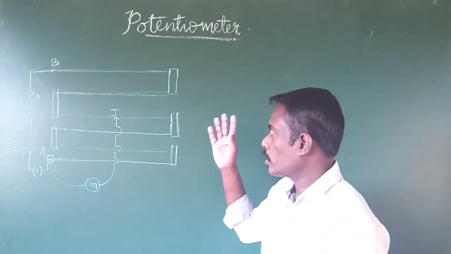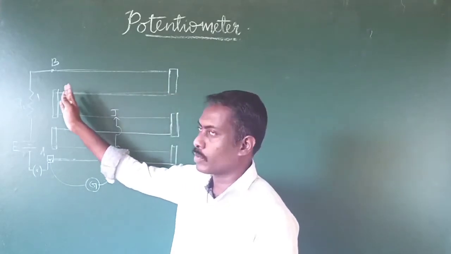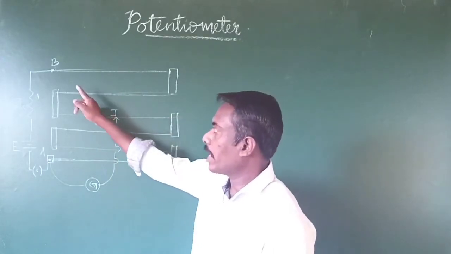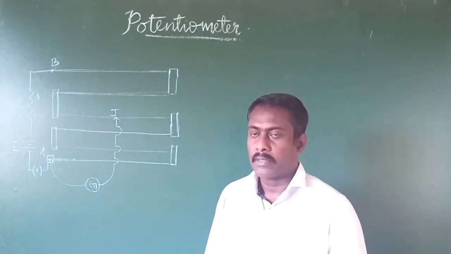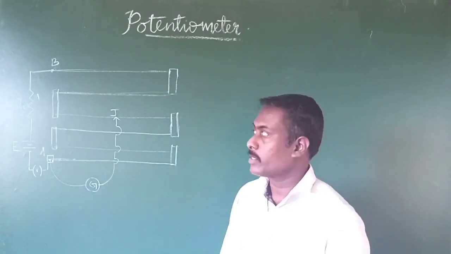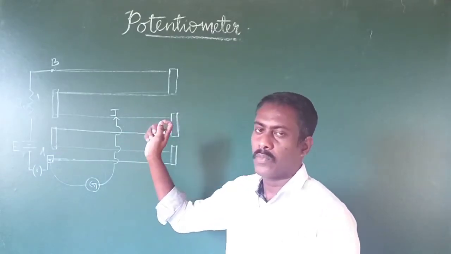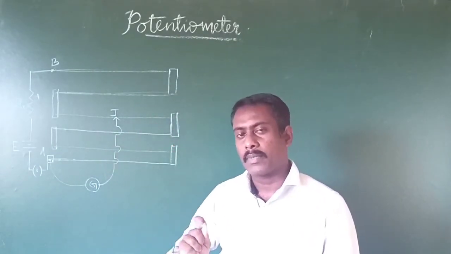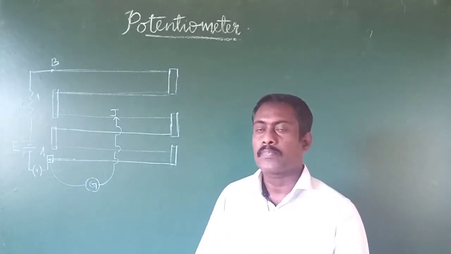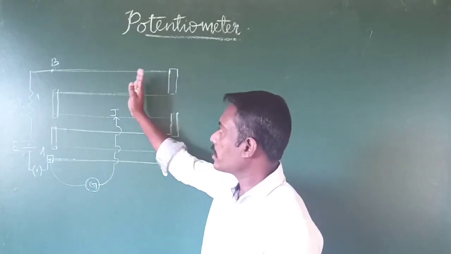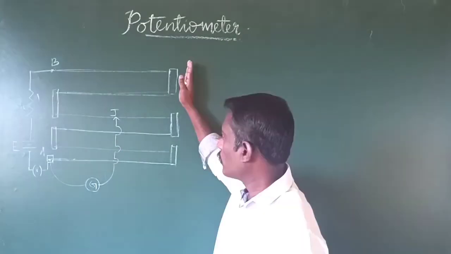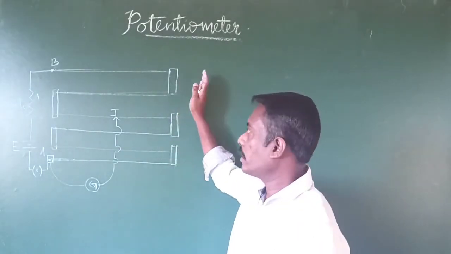That means when a potentiometer is connected across two points, it gives a balancing point where the galvanometer shows zero, that is, zero current flows through the circuit. It means there is no flow of electric current when the potentiometer becomes balanced, and that point is known as the null point or zero point. When the galvanometer reaches the zero point, no current is flowing through the circuit, so there is no potential difference between these two points.